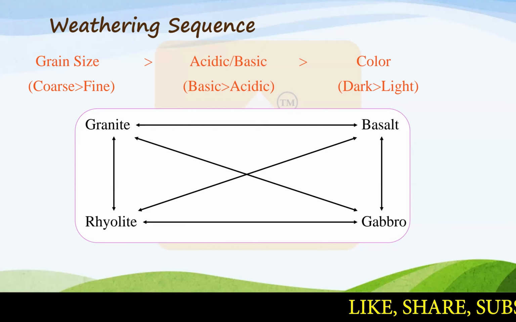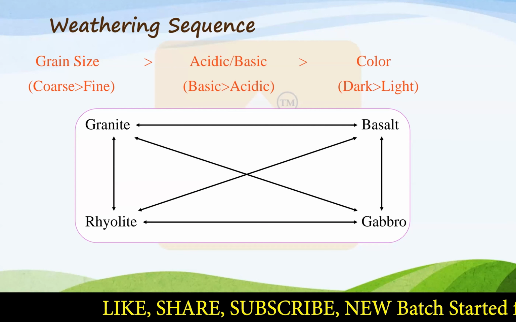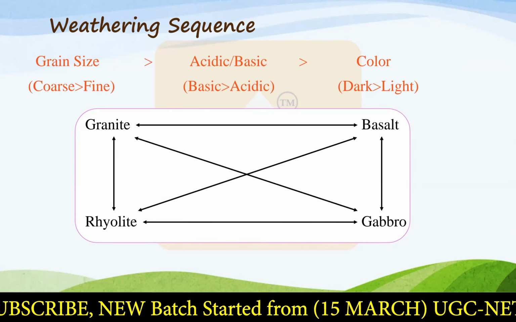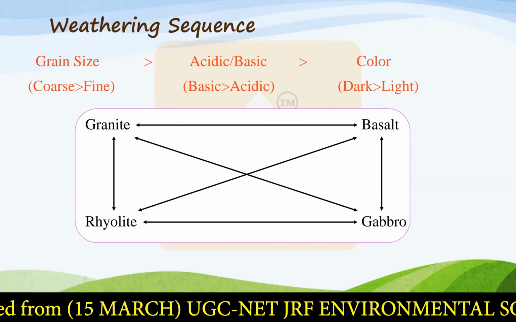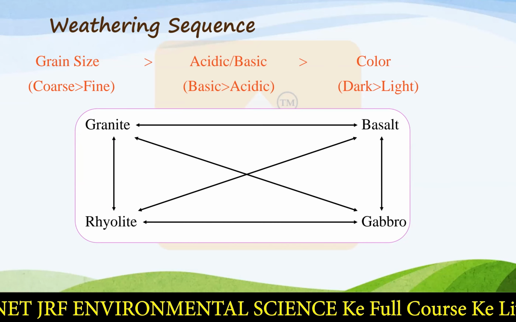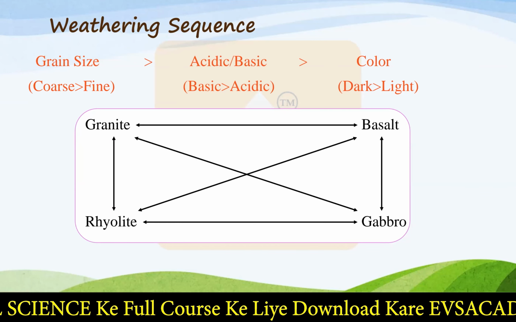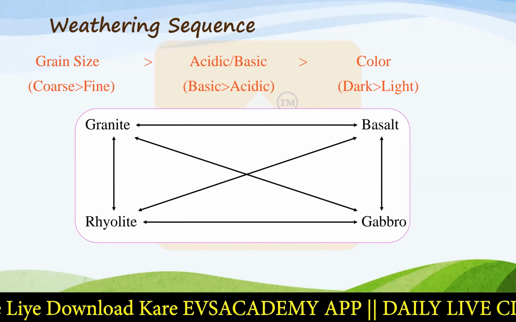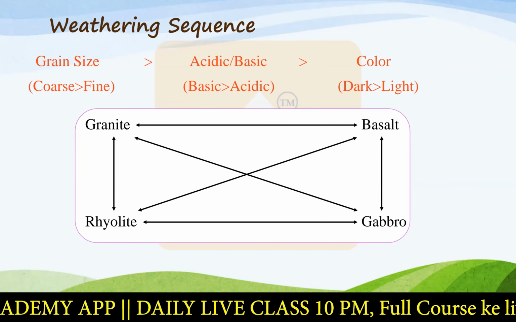So the very first thing that you have to check in the weathering sequence, the first thing that you have to see, that is the grain size. If you find the coarse grain size, then the weathering would be high as compared to the fine grained. Then suppose grain size are equal in both the types of rocks, then you have to find out the acidic and basic nature of the rocks. So here, if a basic type of rock is present, then weathering would be high as compared to the acidic. Acidic would be always less.